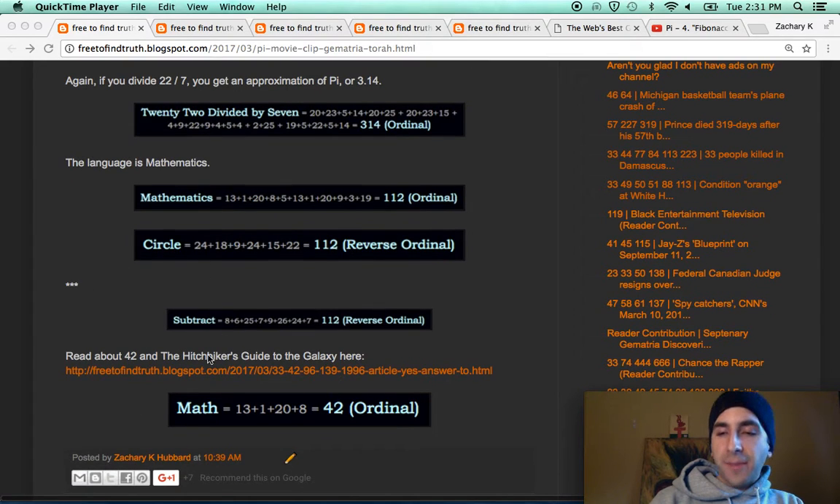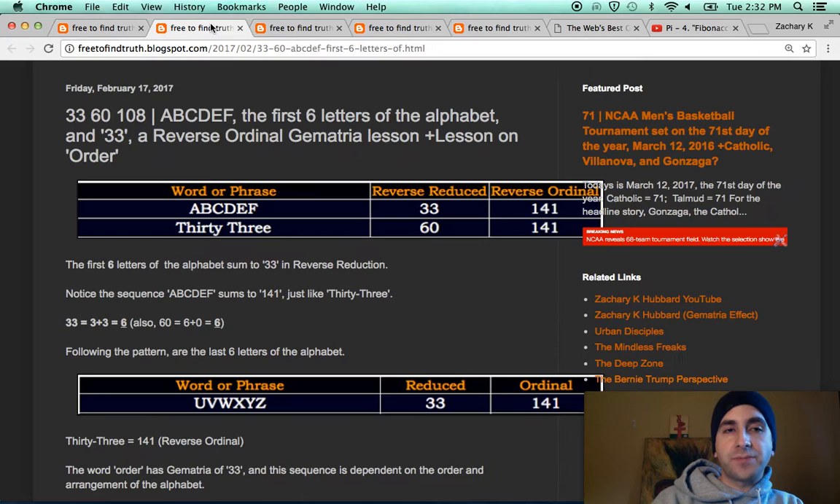Interesting, out of mathematical words, one that connects is subtract. Subtraction also has the same gematria as Masonic. We're going to talk a bit about the Freemasons. I want you to notice that the word math also has gematria 42, the answer to the universe in the Hitchhiker's Guide to the Galaxy. We'll get to it.